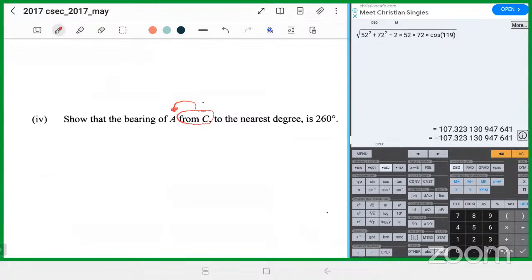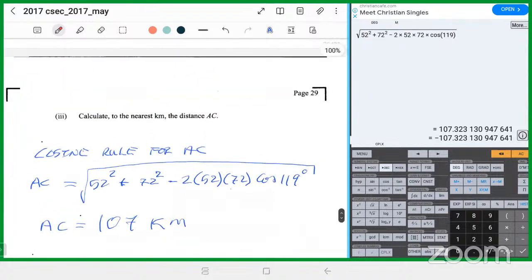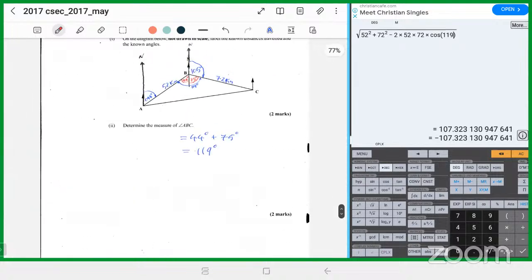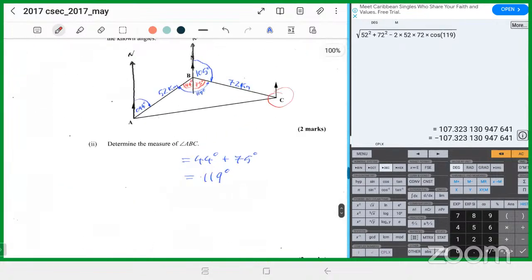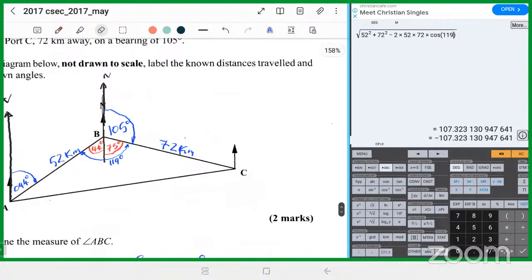So the bearing is measured at the from position. I'm going to show that angle on the diagram now. From position is C, it's from C to A. All right, let's go back to the diagram now. We're going from C to A. So this is C, this is A. We're doing the bearing at this point. Let's set it up. We're working from this point.